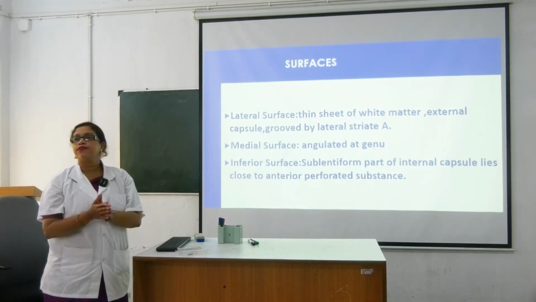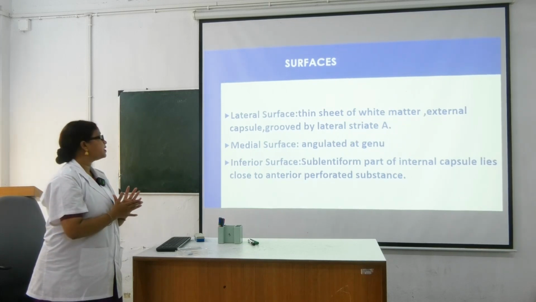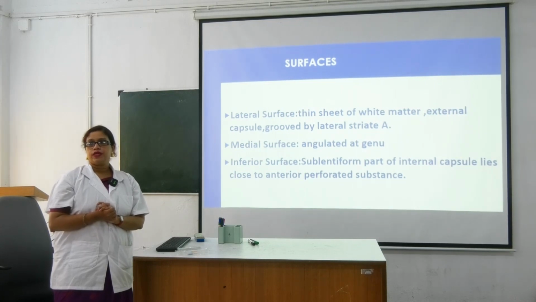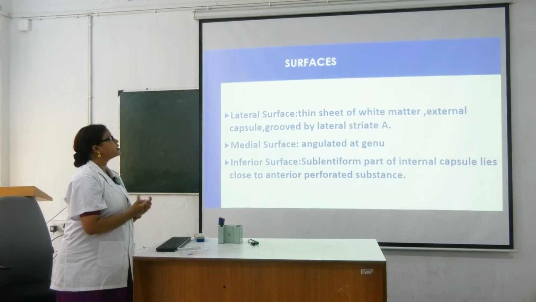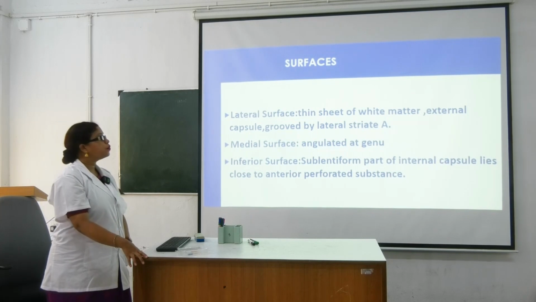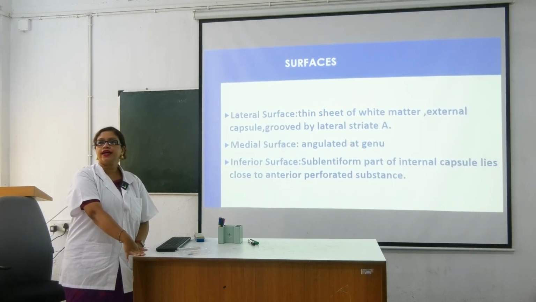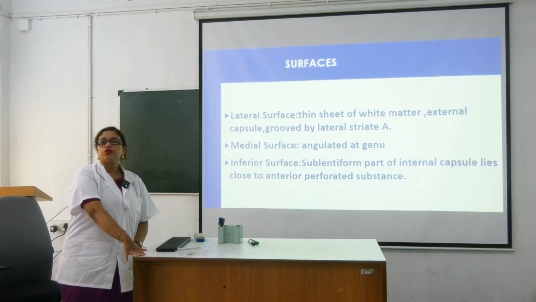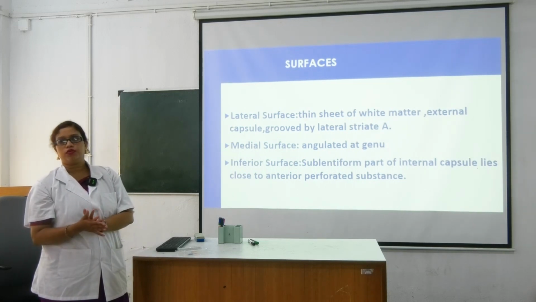It has got, if we look at the surfaces, how many surfaces? Lateral surface, medial surface and inferior surface. Now the lateral surface: thin sheet of white matter, external capsule, and grooved by the lateral striate artery. Lateral striate artery, not vein, okay? This can also come individually, okay? They can give any one nucleus, caudate nucleus or lentiform nucleus, okay?